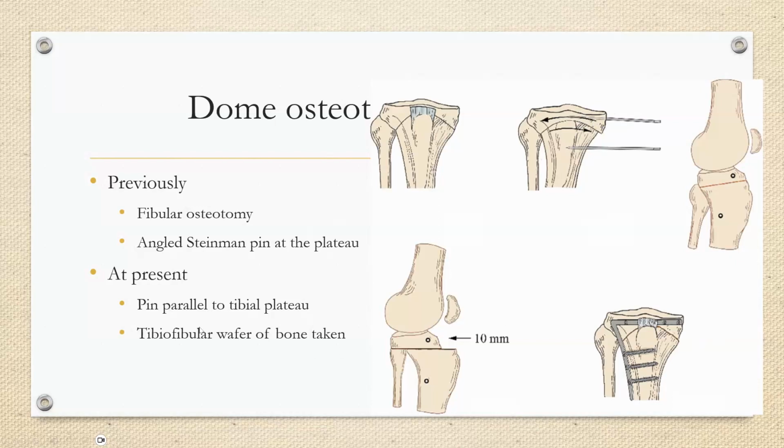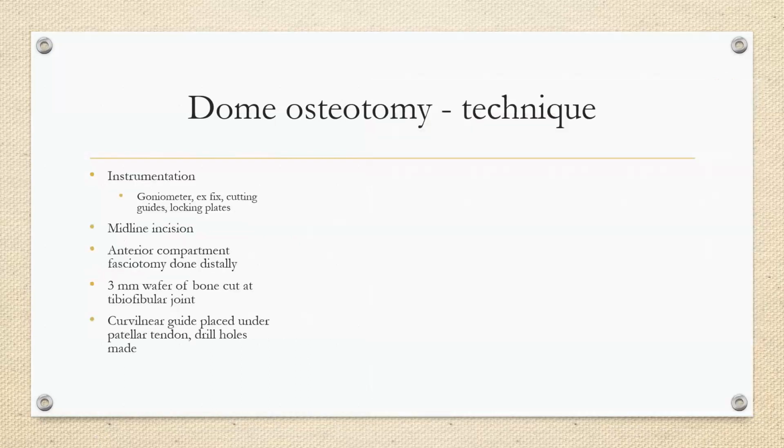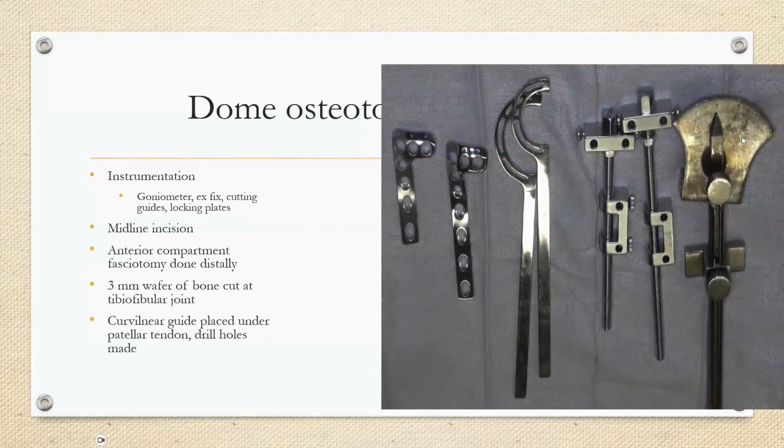And instead of a fibular osteotomy, the tibiofibular layer of the tibial bone is taken off to allow movement at the proximal tibia. Just quickly, the instrumentation required: this is the goniometer, which can accommodate the Steinmann pins and the X-fix, and this is the cutting guide and the locking plate for stable fixation.